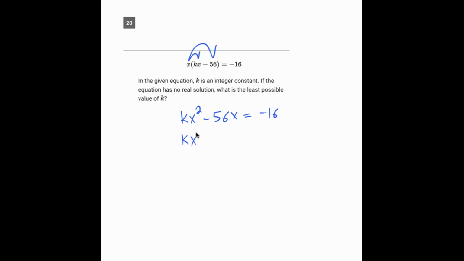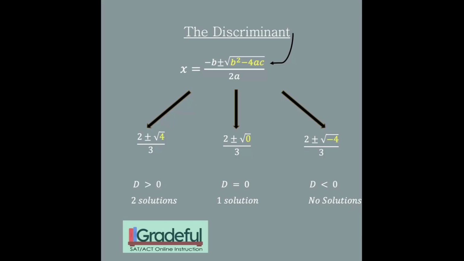So we have kx squared minus 56x plus 16 equals 0. Now, you should notice that the question is talking about the number of solutions for this quadratic. And that's a reference to the idea of the discriminant. Of course, you have to know the quadratic formula by heart, but the discriminant is the idea that depending on what's under the radical, it impacts our number of solutions.